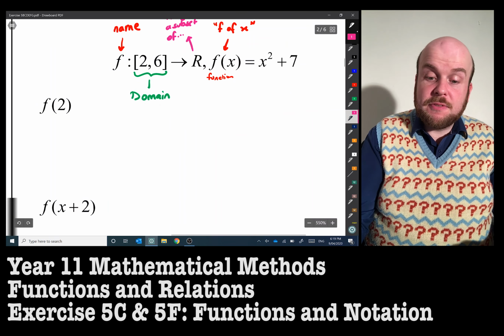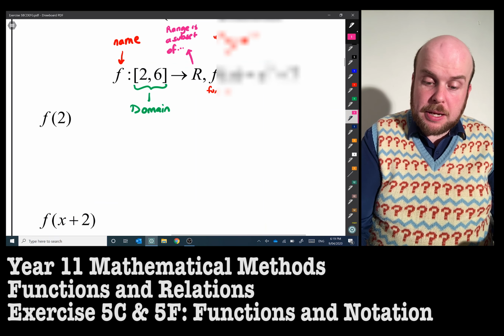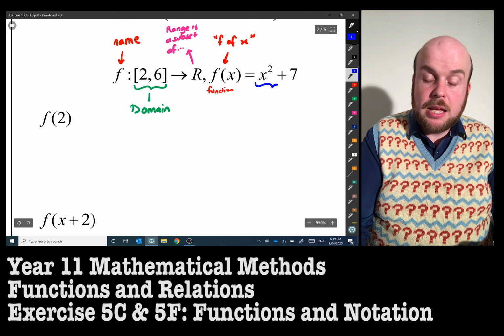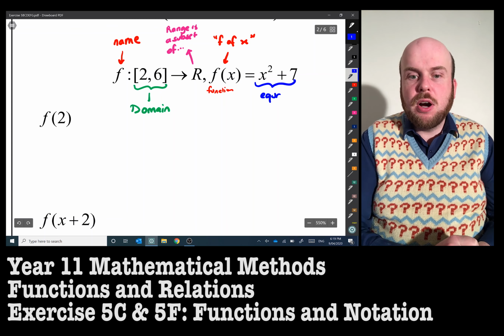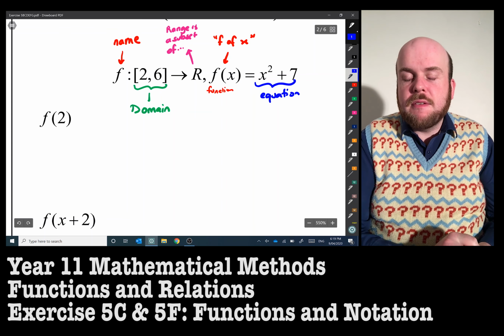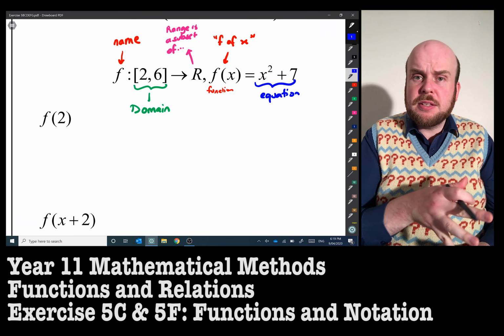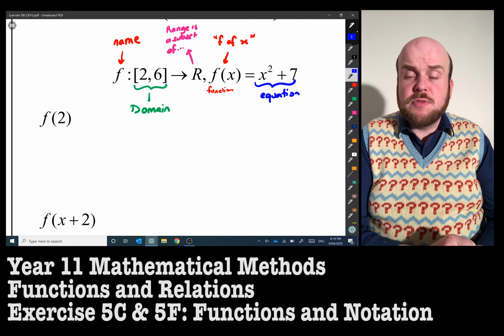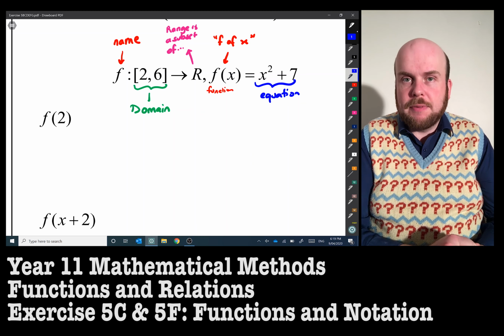So when it comes to this function notation, the last aspect is that this bit here is simply the equation. This is the rule, if you like, that fits to this function. So whenever I talk about f of x in this particular example, I am actually referring to this equation, which is x squared plus 7.